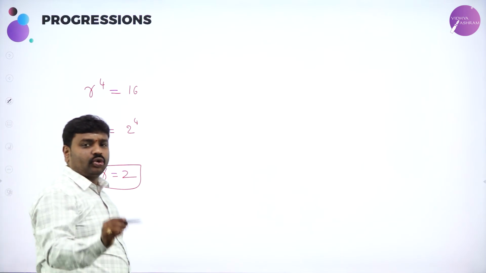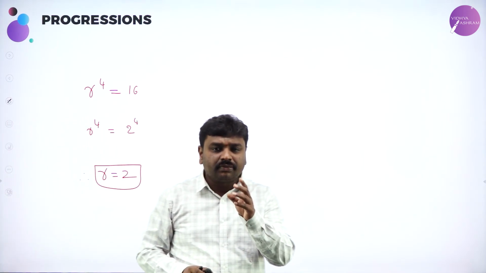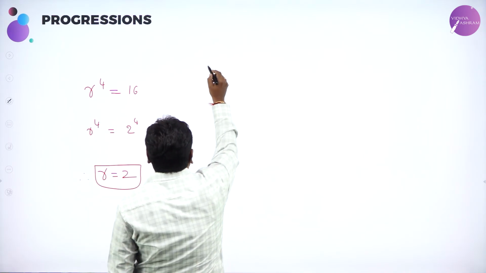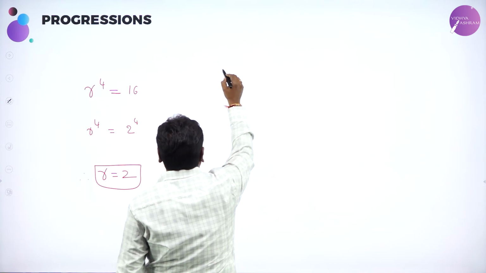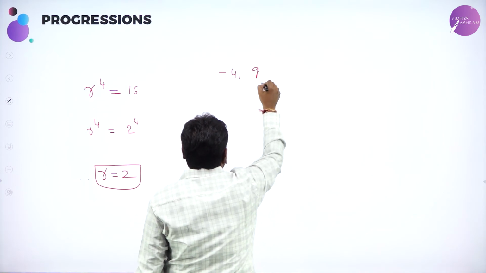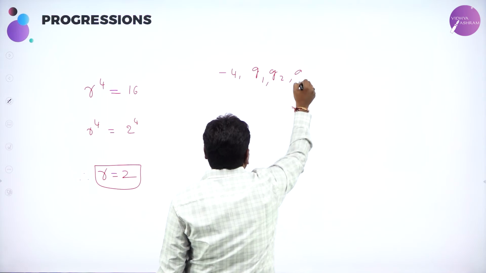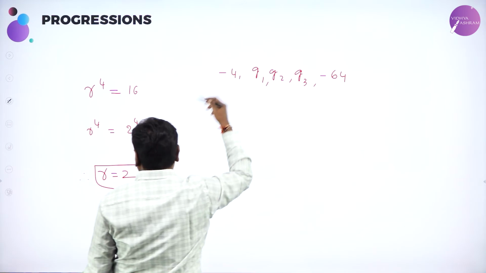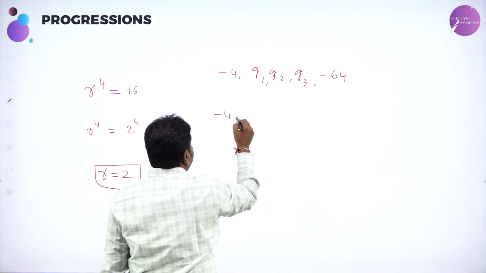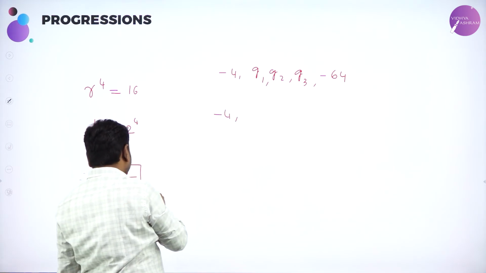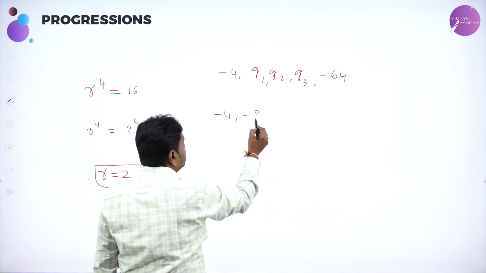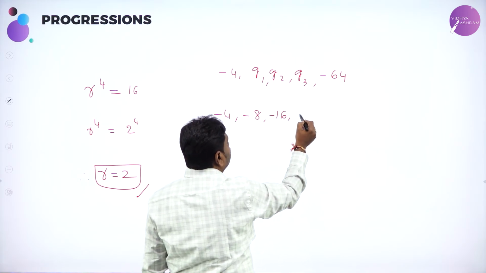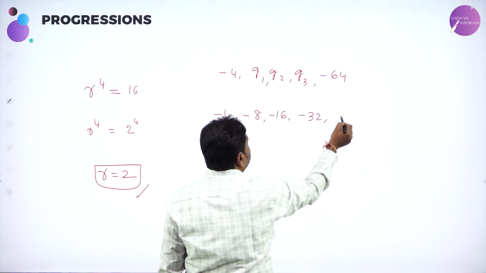R is the common ratio we get. I told you, if you want a geometric mean, for each term multiply the common ratio. So now, what is the sequence we have taken? Minus 4, G1, G2, G3, and the last term they gave. What is the last term? Minus 64. Between these two, multiply by 2. Minus 4, the first term, multiply by the common ratio. What is the common ratio? 2. Minus 4 into 2 is minus 8. Minus 8 into 2 is minus 16. Minus 16 into 2 is minus 32. Minus 32 into 2 is minus 64.